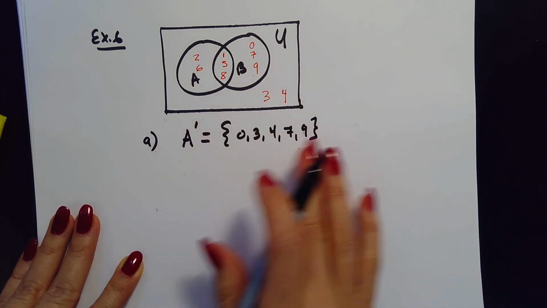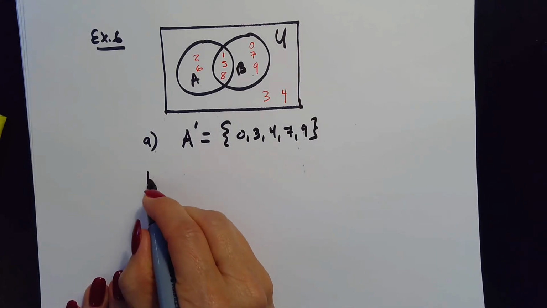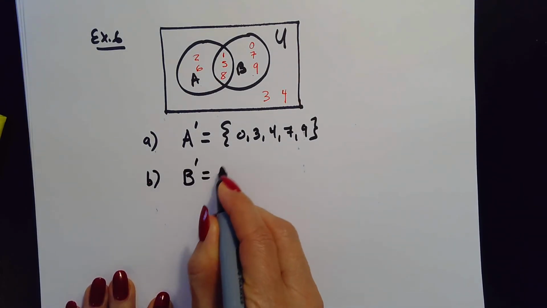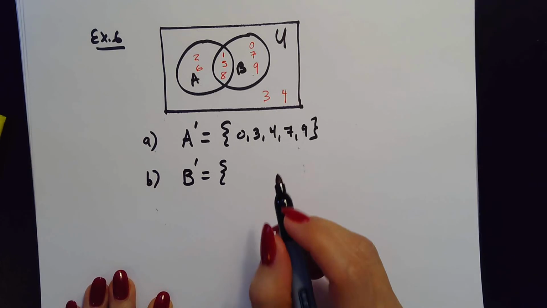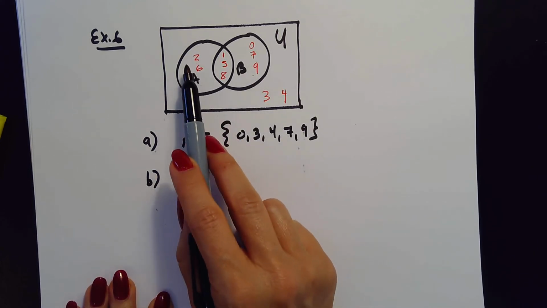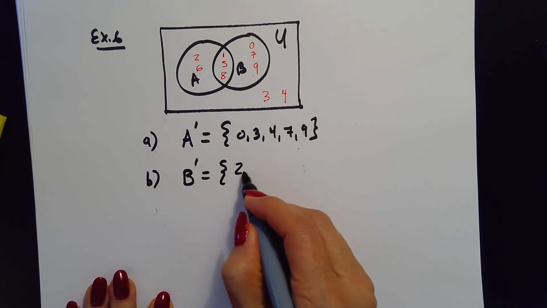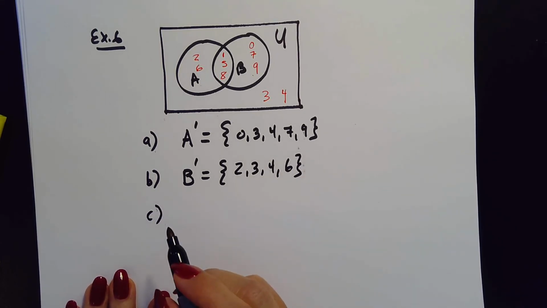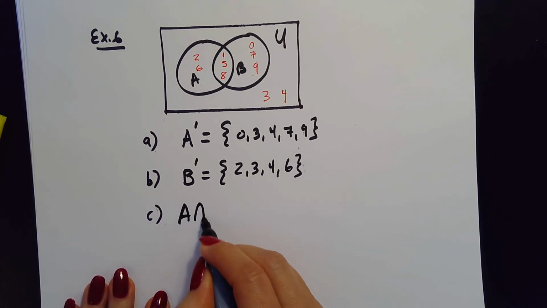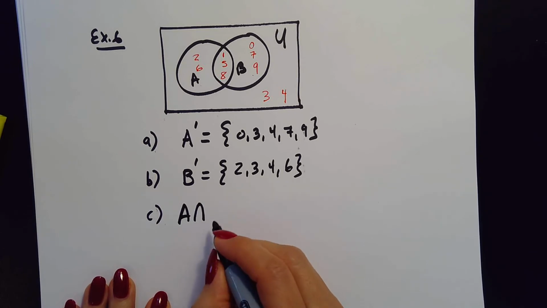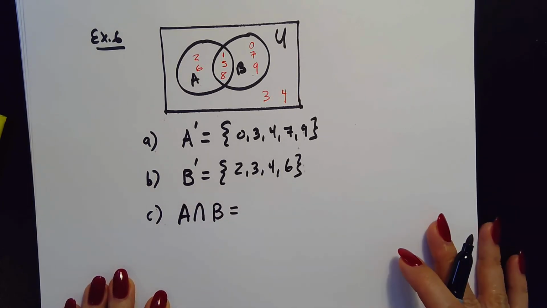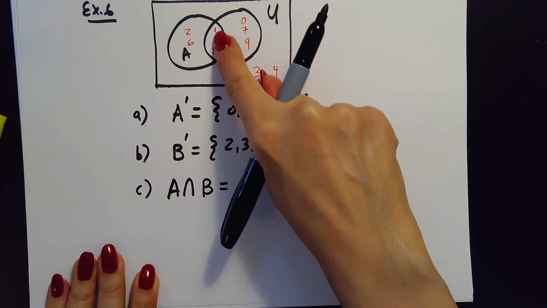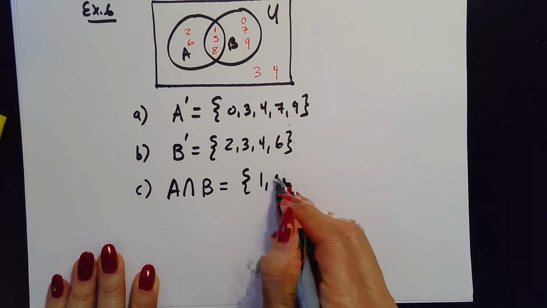You see how easy it is now to answer the questions. And then B prime is going to be outside of B, so it's going to be 2, 3, 4, and 6. And then C is the intersection. A intersected with B is this area, right, where both have common elements, 1, 5, and 8.